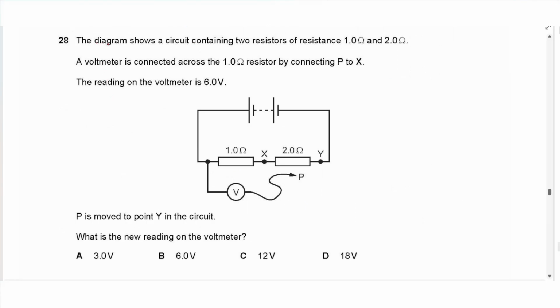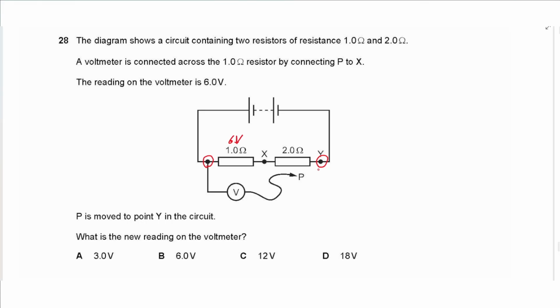Question 28 says a diagram shows a circuit containing two resistors of resistance 1.0 ohm and 2.0 ohms. A voltmeter is connected across the 1 ohm resistor by connecting P to X. The reading on the voltmeter is 6 volts, so the 1 ohm resistor takes 6 volts of the battery's voltage. P is moved to point Y, so the voltmeter now reads the voltage across the two resistors, not one of the resistors.